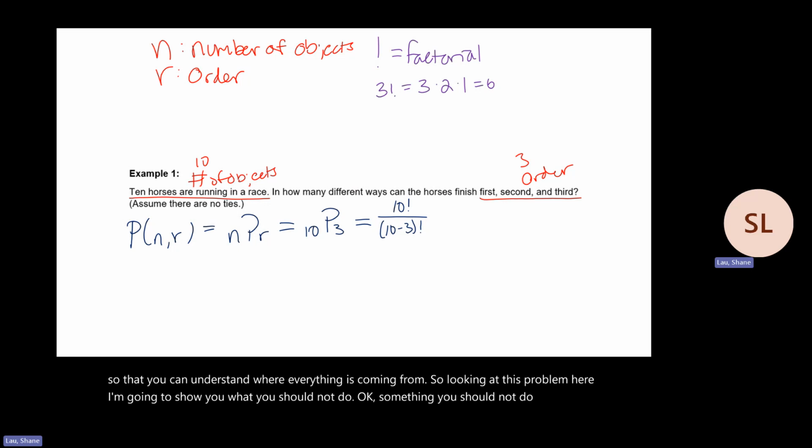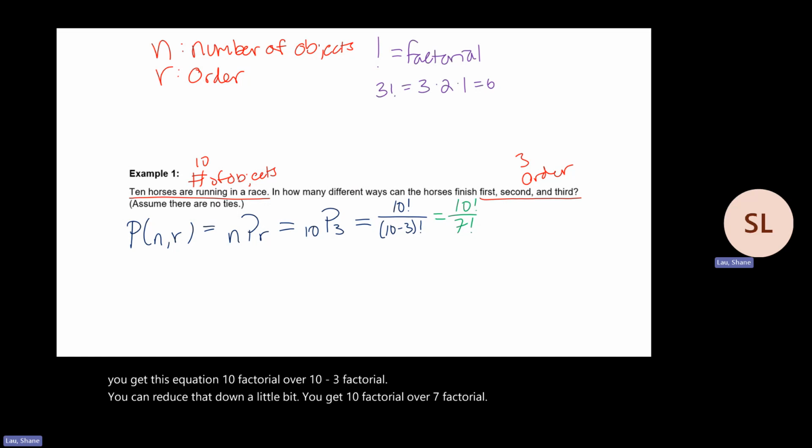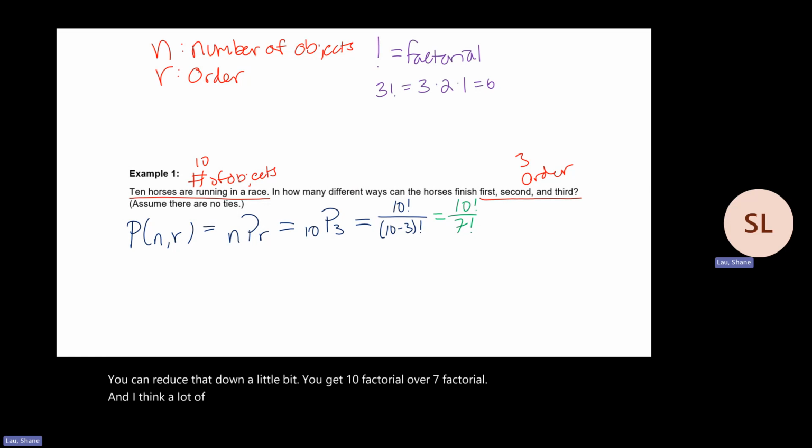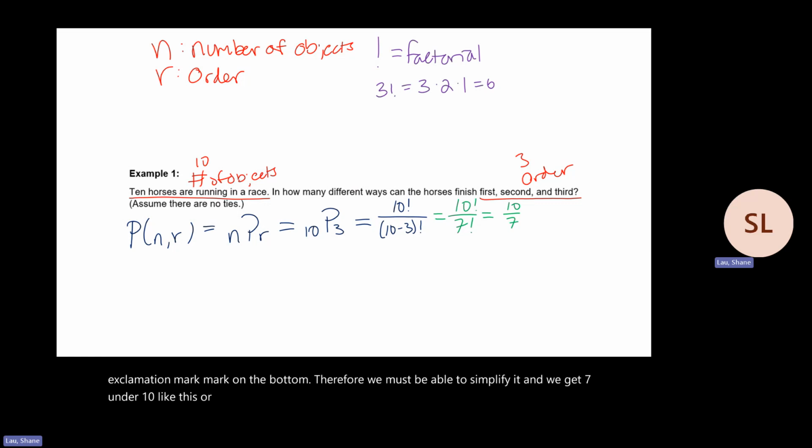So whenever you get this equation, 10 factorial over 10 minus 3 factorial, you can reduce that down a little bit. You get 10 factorial over 7 factorial. And I think a lot of us would see, oh, we have an exclamation mark at the top and we have an exclamation mark on the bottom. Therefore, we must be able to simplify it. And we get 7 under 10, or 10 sevenths. And I'm telling you, this does not work. Okay, this is not going to work.